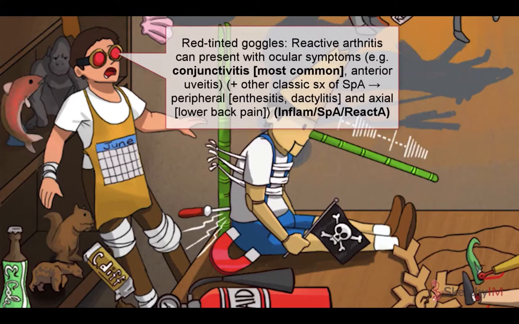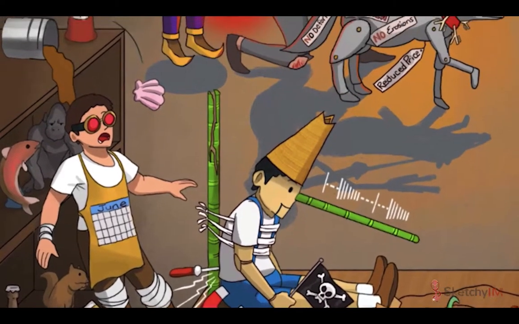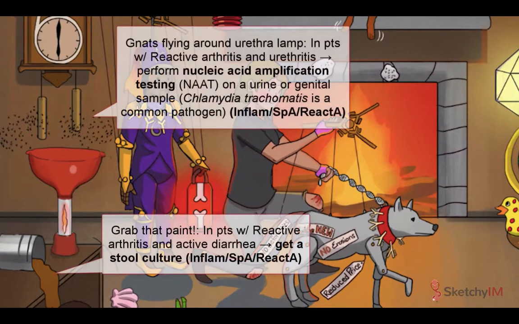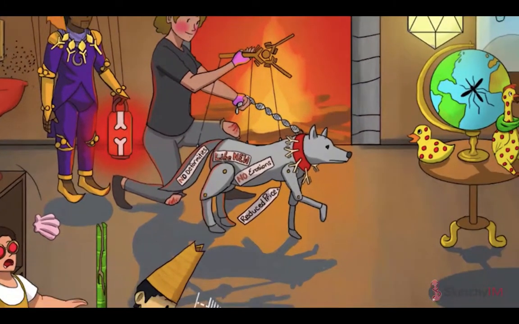The diagnosis of reactive arthritis is made clinically. Assess for a previous infection. Look for the typical musculoskeletal symptoms and rule out the other big etiologies in this sketch. In patients with active diarrhea, get a stool culture. In patients with urethritis or suspected silent urethritis, chlamydia is a common pathogen. Perform nucleic acid amplification testing on a urine or genital sample. You can test for HLA-B27 antigen as well, which will be positive in 30 to 50% of patients.